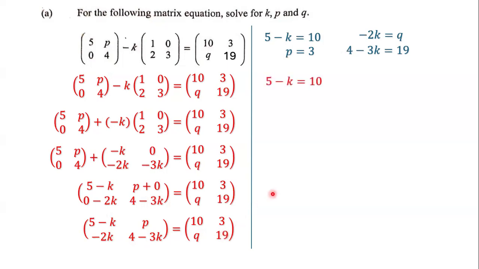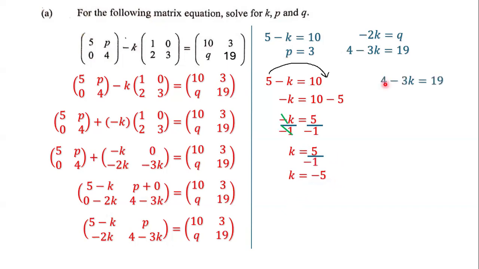Now, let's determine what is k. So we send the 5 over the equal sign. It was a positive 5, it becomes a negative 5. So we have negative k is equal to 10 minus 5, and 10 minus 5 is definitely 5. We divide both sides of the equation by negative 1. This cancels with this, so we get that k is equal to 5 divided by negative 1, and 5 divided by negative 1 is negative 5. So k is equal to negative 5.